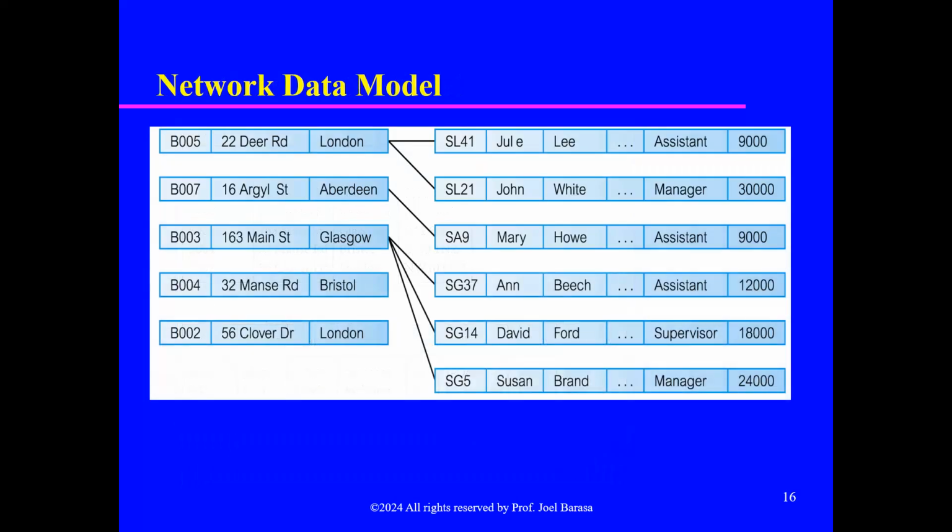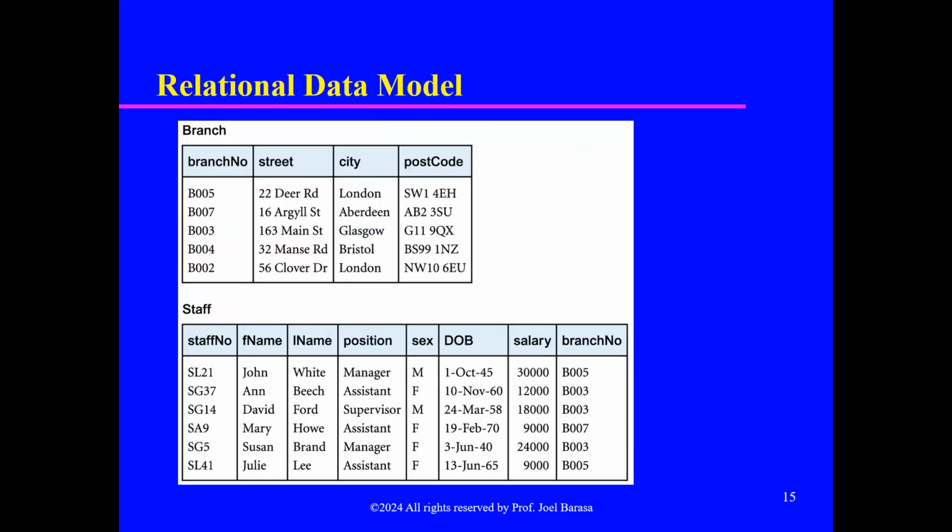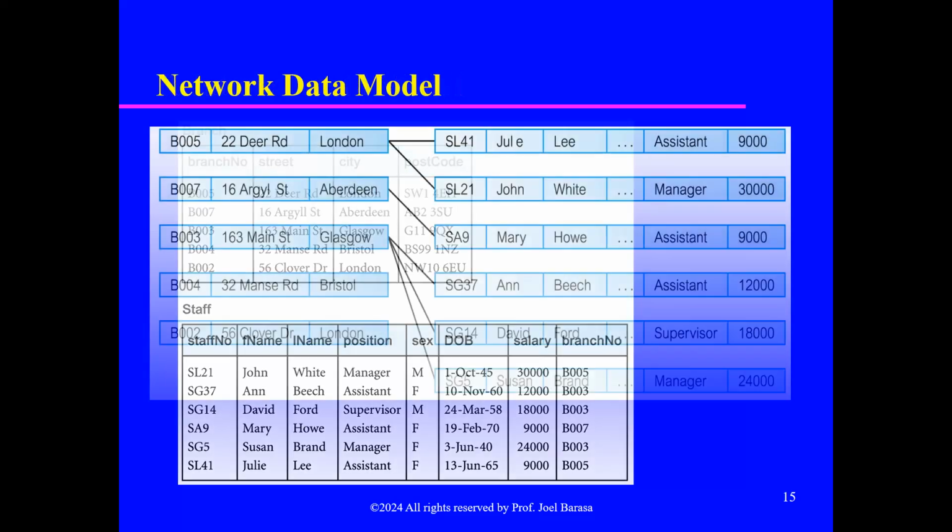So network models are like this. In relational, we have different tables that are linked to each other. That means that each table must have a relationship with another, either one to one, one to many, or many to many. That's a relationship or relational data model.